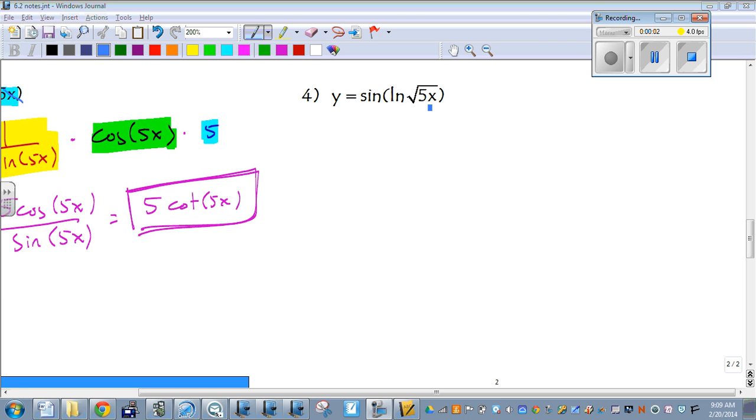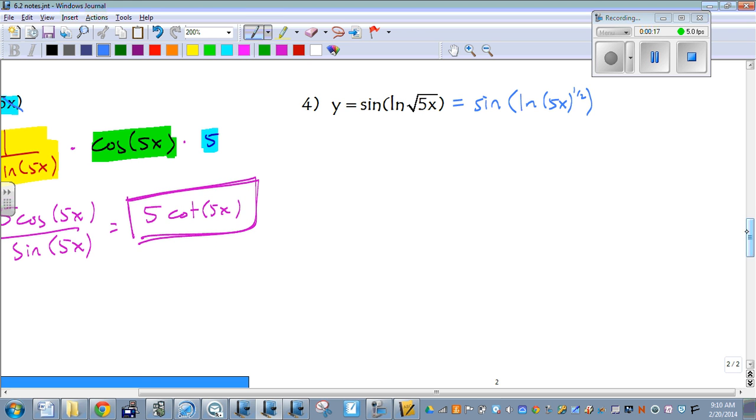This one, I'm going to rewrite a little bit first, that square root of 5x. I'm going to rewrite this as sine of natural log of 5x to the 1/2 power. So in this problem, we actually have 4 parts to it. Working from the outside part is the sine. Then we have natural log. Then the 1/2, and last but not least, the 5x.